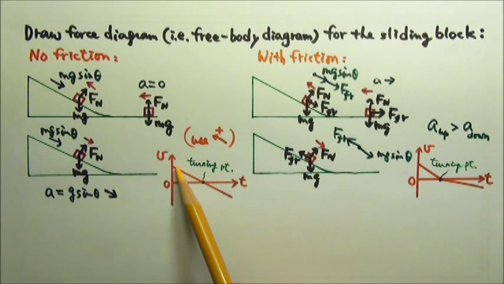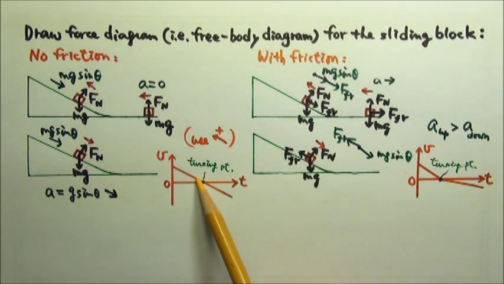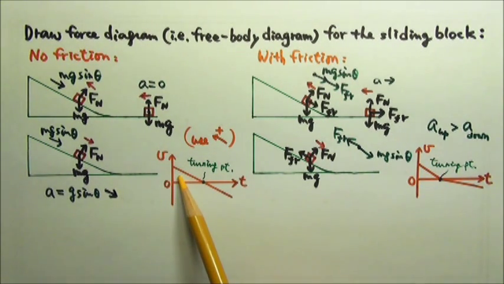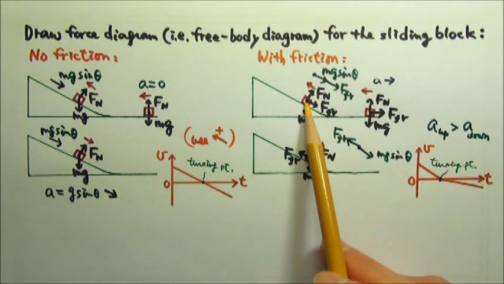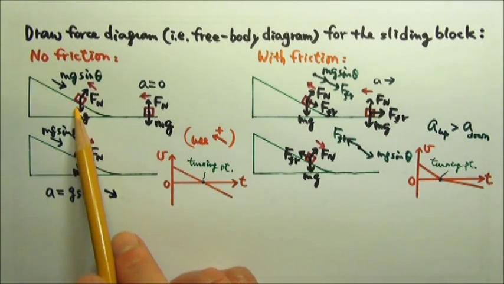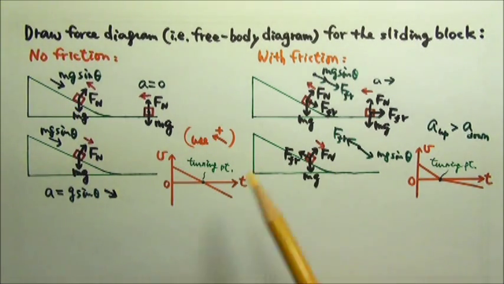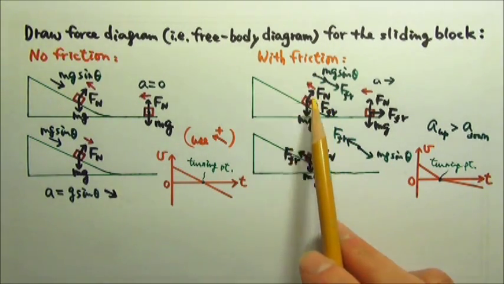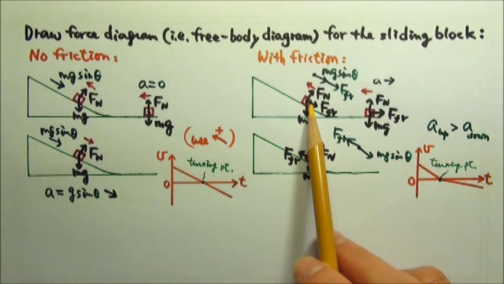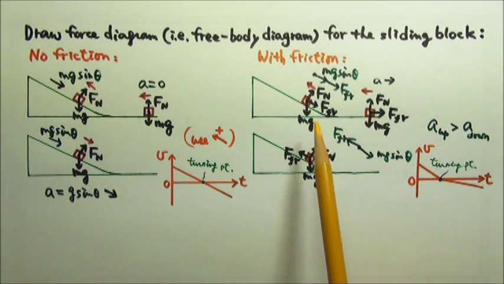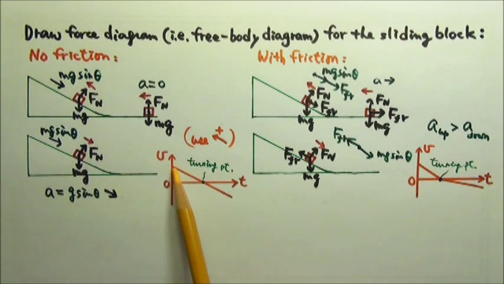As you can see, the area of the velocity versus time graph is the displacement, and this area is smaller than that area. That means when the block goes up, it does not go as high as that block when there is no friction. This makes sense because with friction, the block will lose energy to friction. So it loses mechanical energy to heat. Therefore, the block does not go as high as that one, assuming they start with the same initial velocity at the bottom of the incline.